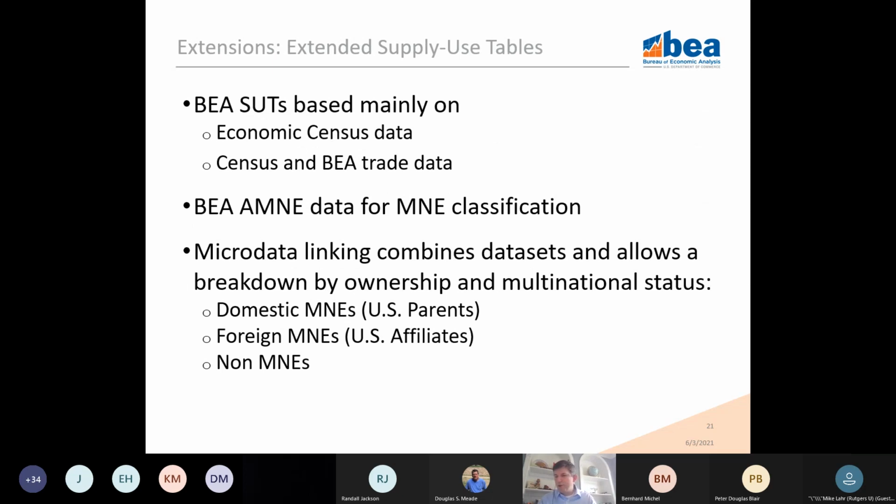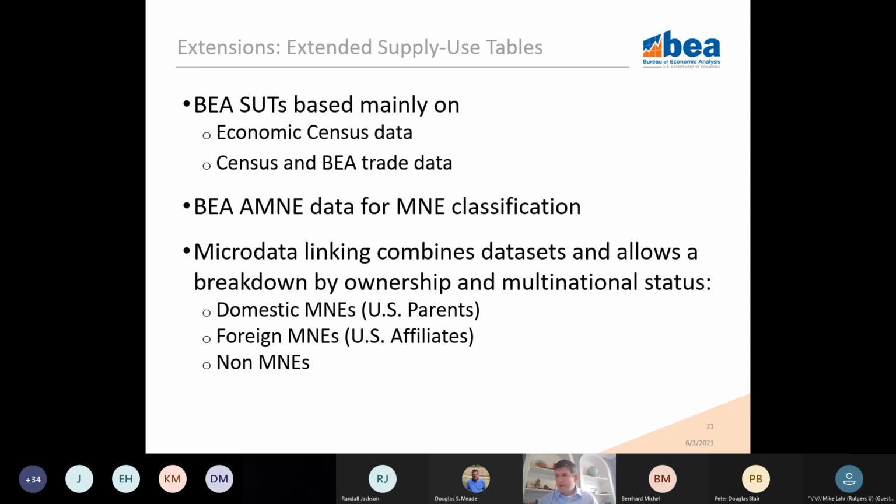Another extension relates to the production of extended supply use tables. In a standard supply use table, of course, the world is divided up into industries. In an extended supply use table, industries are further subdivided by firm type. There are, of course, many firm type dimensions that could be of interest. The one that we are primarily focused on is a combination of ownership and multinational status.